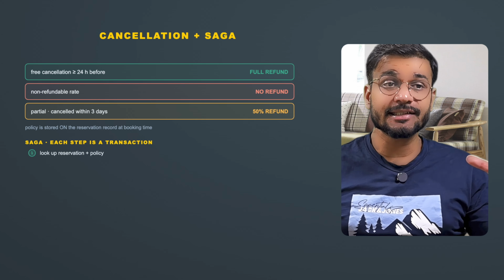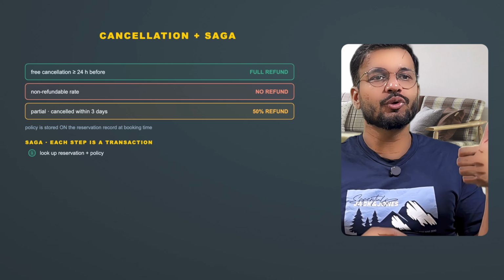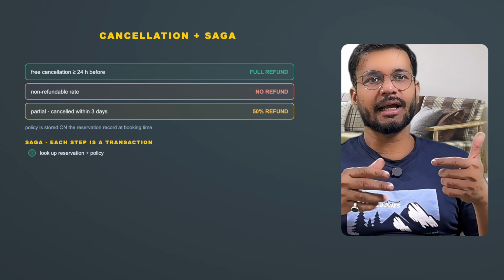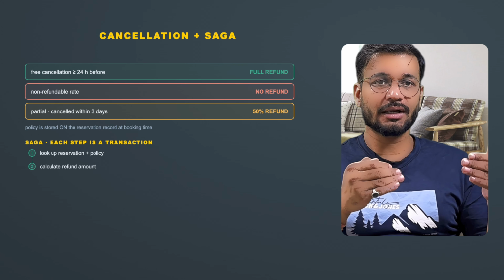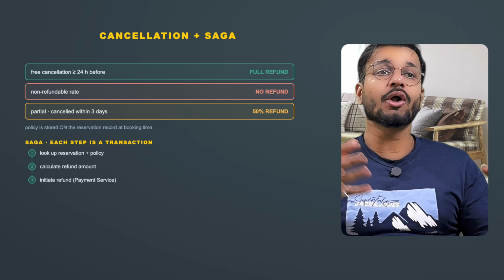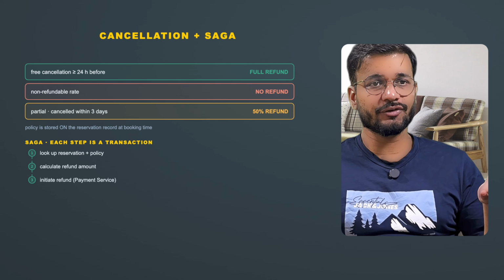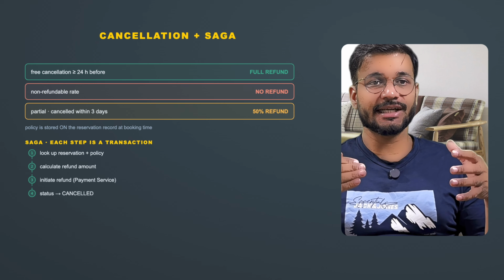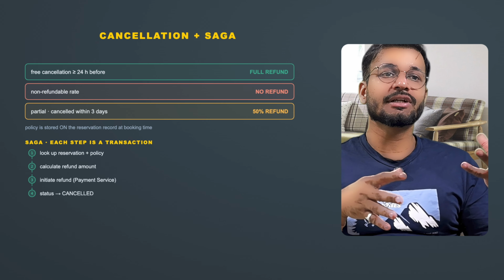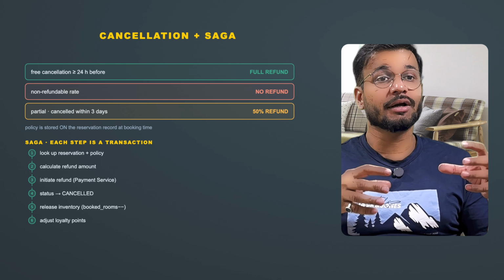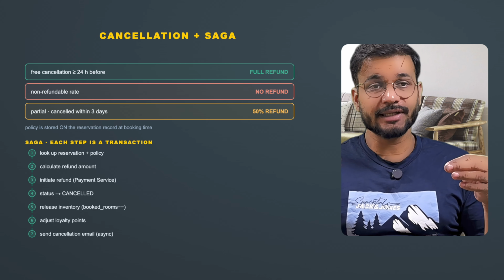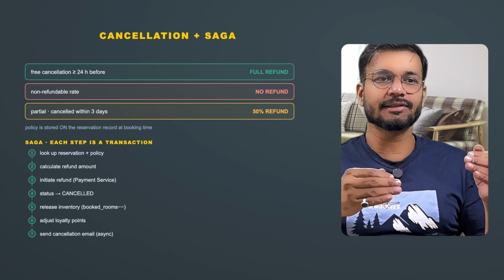When a cancellation is requested, first you look up the reservation table and its cancellation policy. Then you calculate the refund amount based upon the current date and the policy. You call the payment service to initiate the refund. Then you update the reservation status to cancelled. Then you release the inventory, decrementing the booked rooms back. Now adjust any loyalty points and then send the cancellation email.